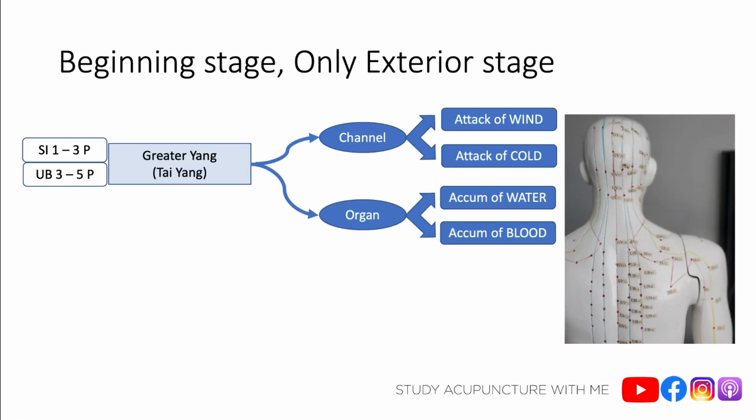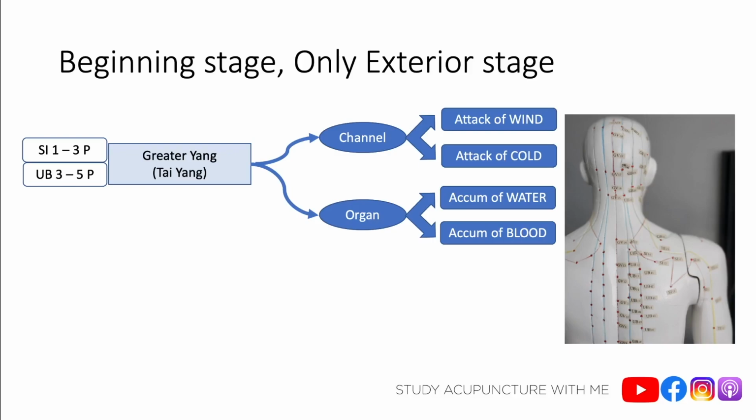So we see clearly there's an overlap. There's an overlap of the neck, there's an overlap of the upper back area. And you can see that in the picture as well. So they both travel over the neck and the upper back area. So with that in mind, the Taiyang stage is the first stage. It's the most exterior stage.